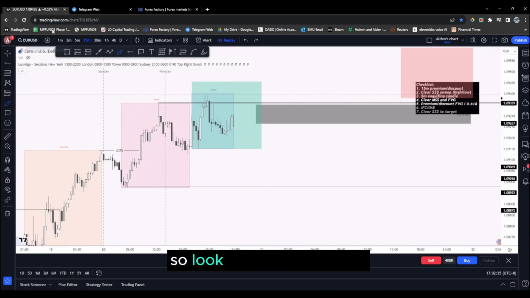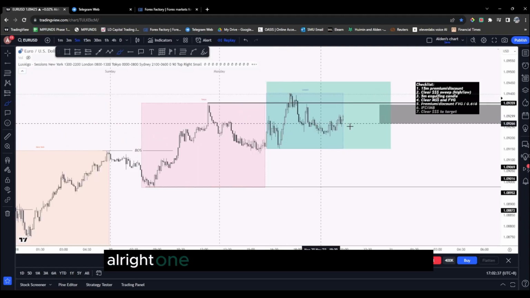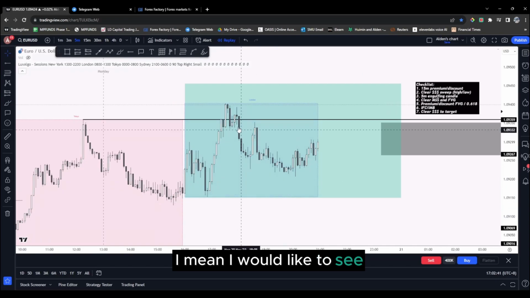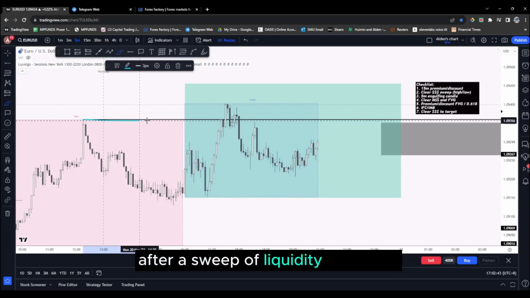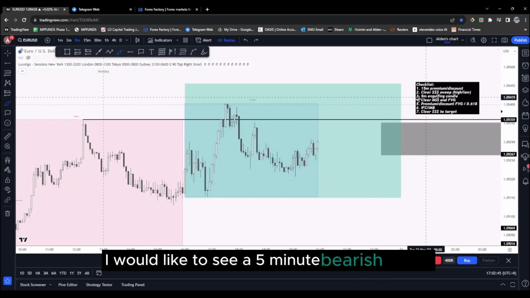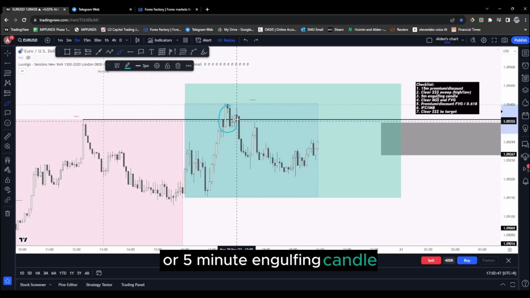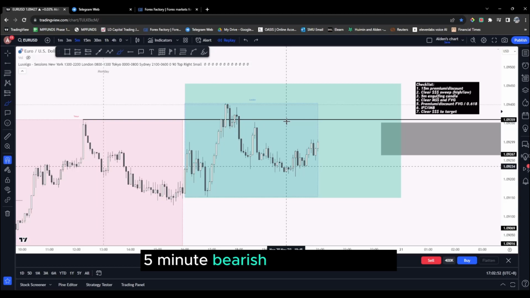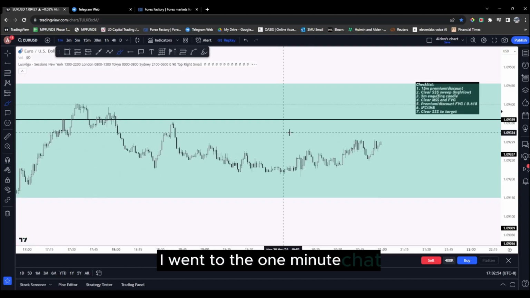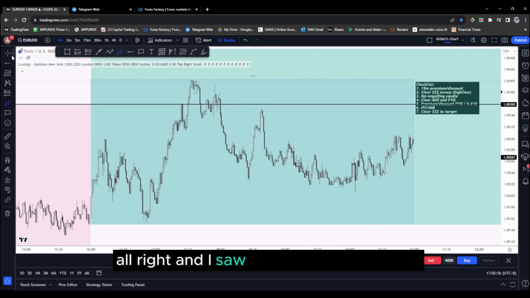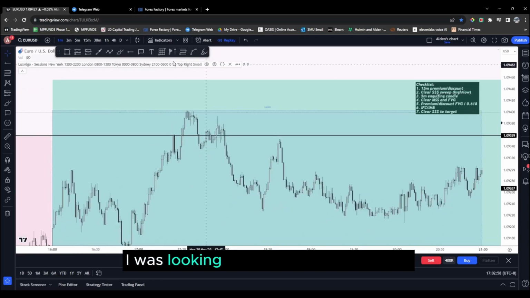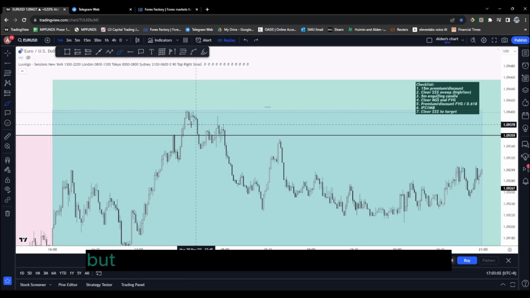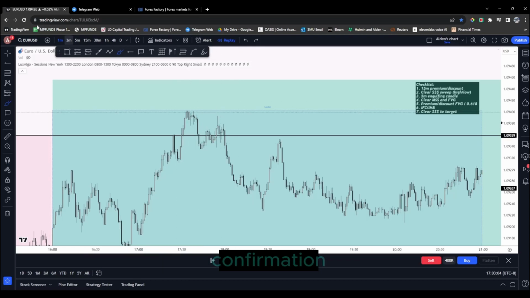If you look at the 5-minute chart, one of my criteria is that after a sweep of liquidity right here, I would like to see a 5-minute bearish candle or 5-minute engulfing candle, which in this case was right here. This was a clear 5-minute bearish engulfing candle. I went to the 1-minute chart and I saw this huge displacement. I was looking for a market structure shift. You could call this a market structure shift as well, but the 5-minute candle gave me enough confirmation.